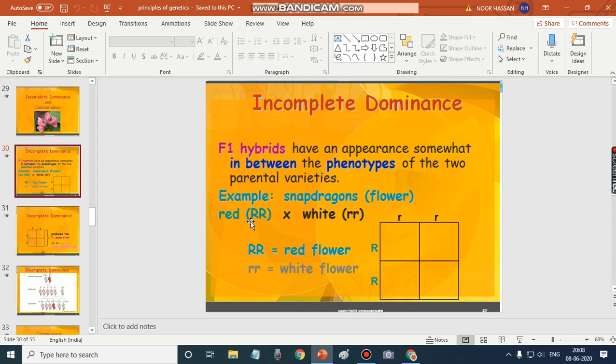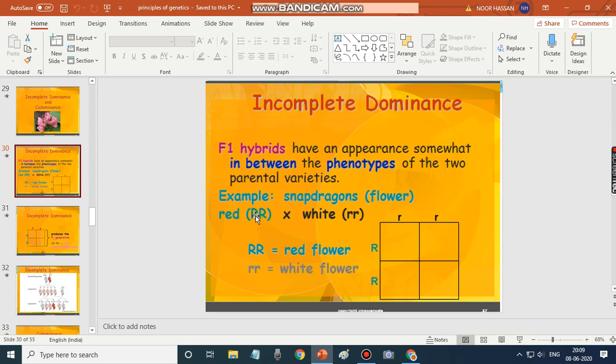Usually you must have learnt in a monohybrid cross, if it is capital T into small t, what is produced is a hybrid, and usually it will be tall, isn't it? So any one of the parental characters is reflected. But here, in incomplete dominance, in the four o'clock plant, Mirabilis jalapa, the law of dominance is not proved, okay?